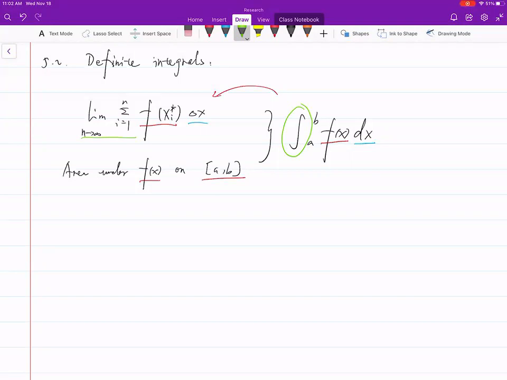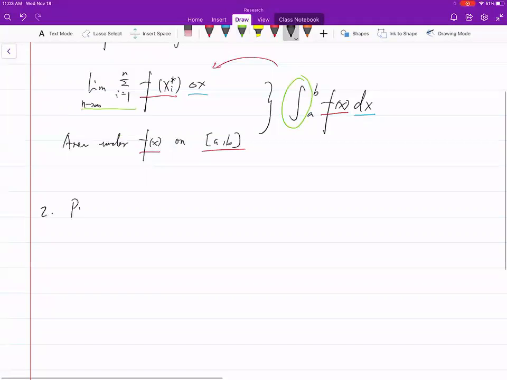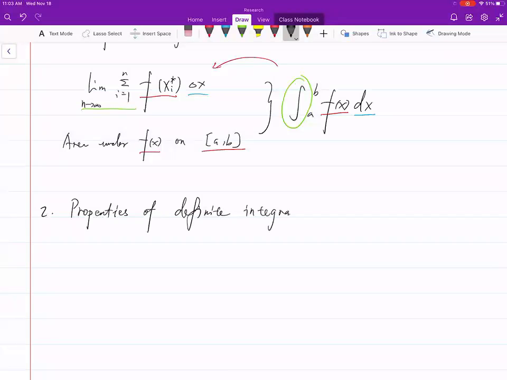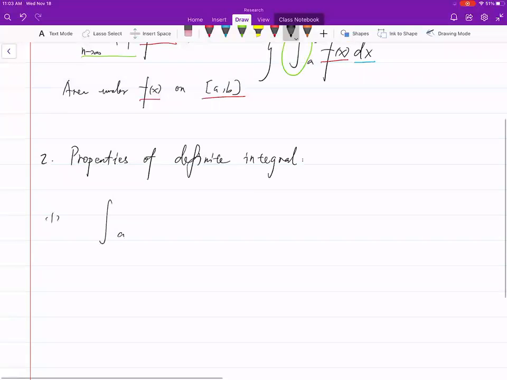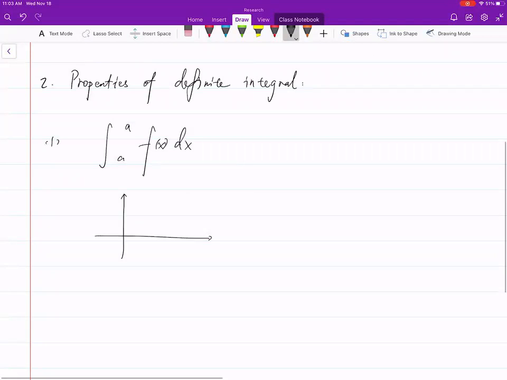Sounds good? Okay. Now we want to talk about the properties of definite integrals. Number one, the integral from a to b means the area from a to b. What if the starting and ending points of this integration are the same? What do you think? You start from 2, you end at 2. What's the area under the curve? It's just one line, right? And a line doesn't have area, so this is 0. There's no area. You only have a point.